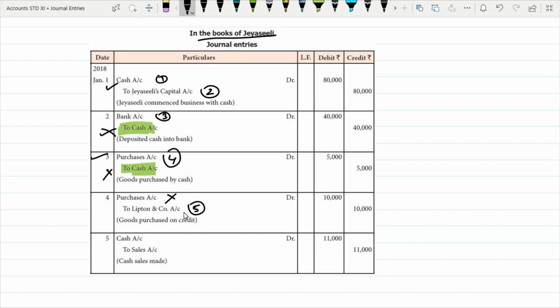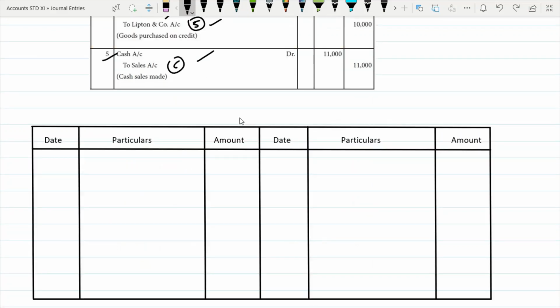So yes, fifth ledger. Now looking at this fifth transaction, cash again is there. It has already been created. And sales. Sales, have we created anywhere? This is not created. So we have to create sales. So basically there will be six ledgers: 1, 2, 3, 4, 5 and 6. So now let us start. So cash account will be first.